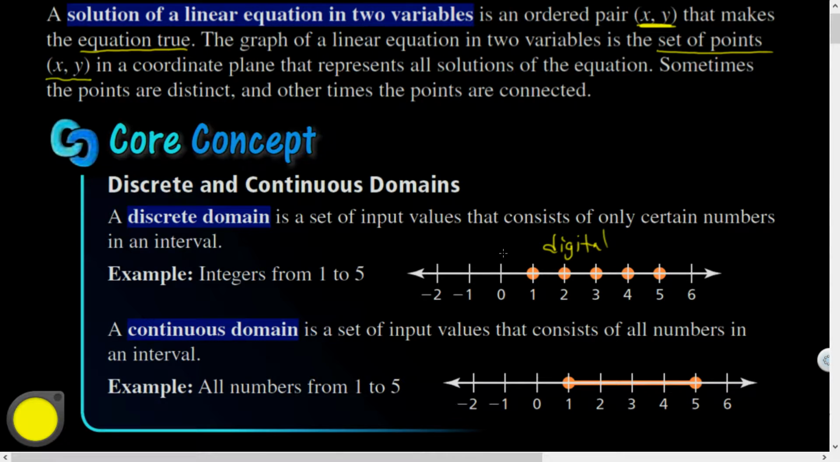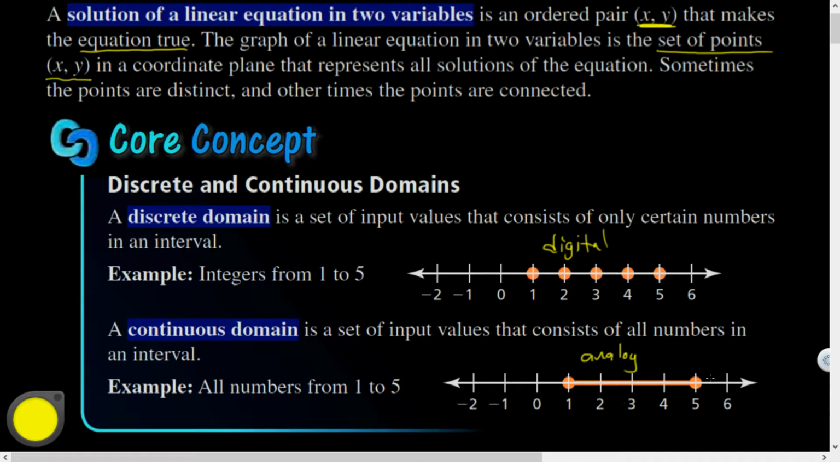What's a digital example? Well, we'll get to some today. A continuous domain I would call analog. A digital example would be shifting through the gears of a car. I can't be in 1.5 or 2.7 gear. I can only be in gear 1, 2, 3, 4, 5.